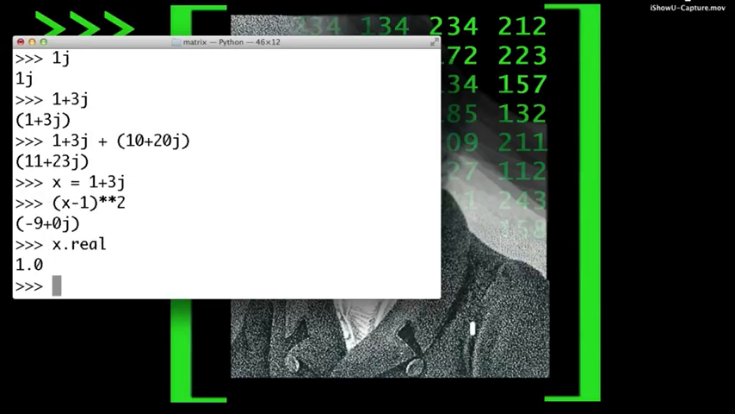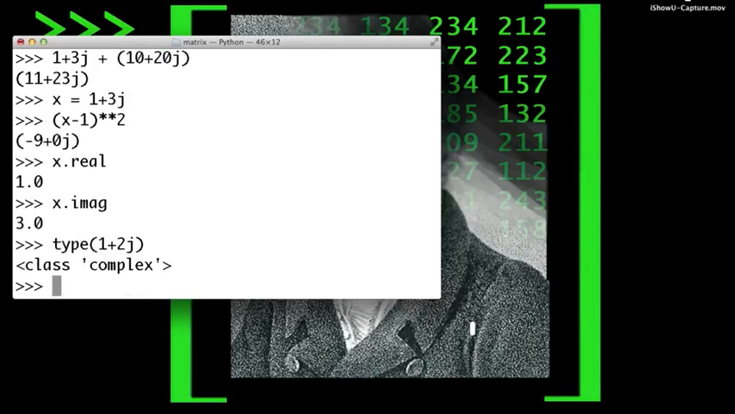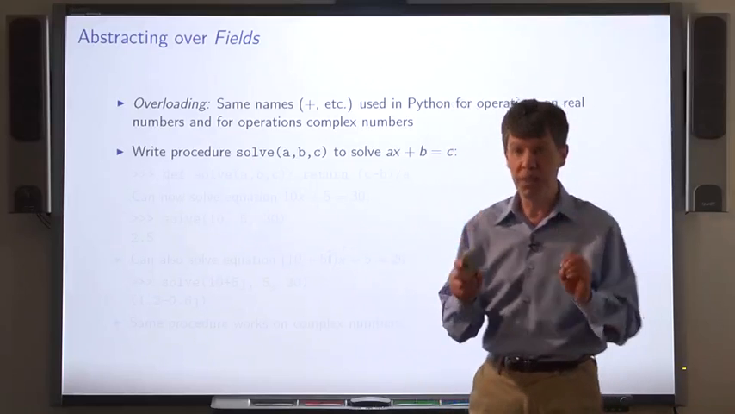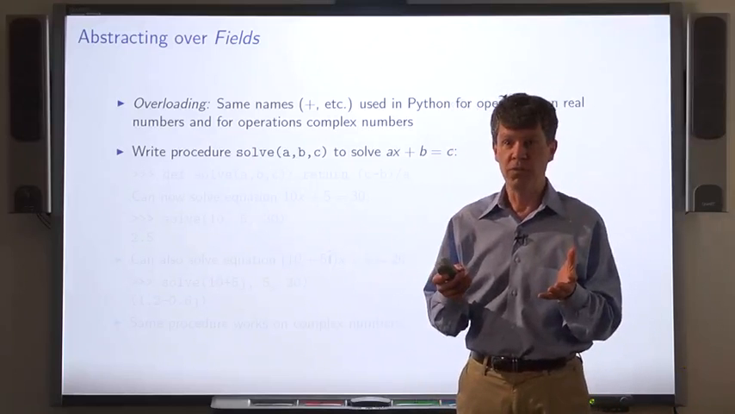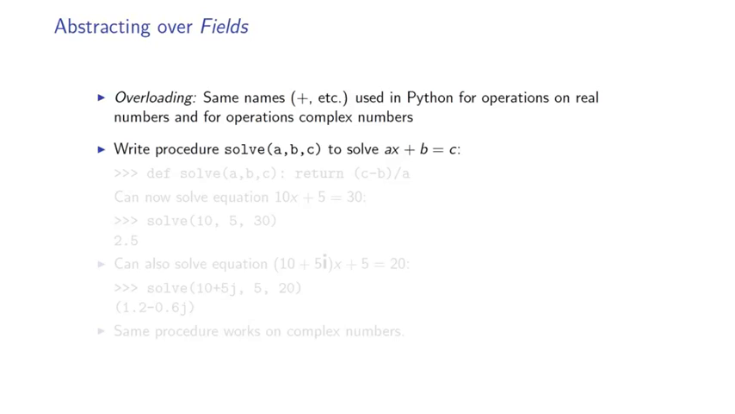x.real, x.imag. Now, this may remind you of object-oriented programming and access to instance fields. Yep. Complex is a class in Python. We see that in Python you use plus to add real numbers or complex numbers. Use of the same name for different procedures is called overloading. And overloading turns out to be quite useful.